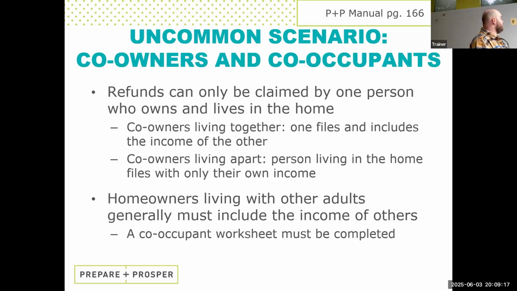All right. Homeowners living with other adults. So someone who lives with you, but doesn't own it with you. They still are considered a person who, by embarking on cohabitation with you, is pooling their resources with you to sustain the household. And so we will include that income when determining the credit.